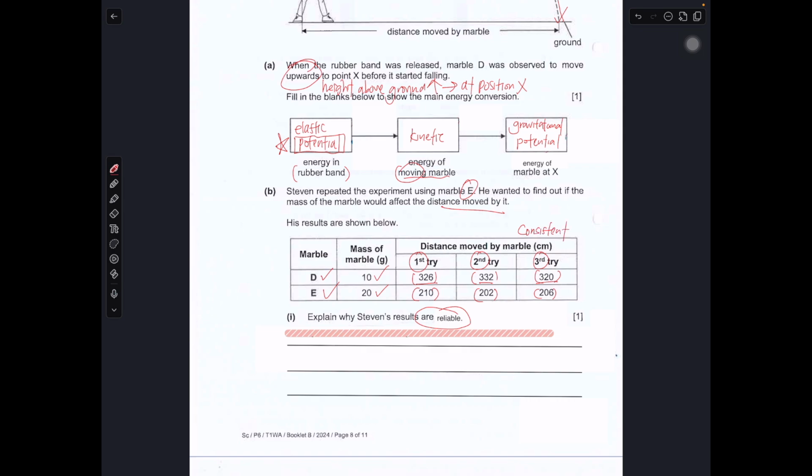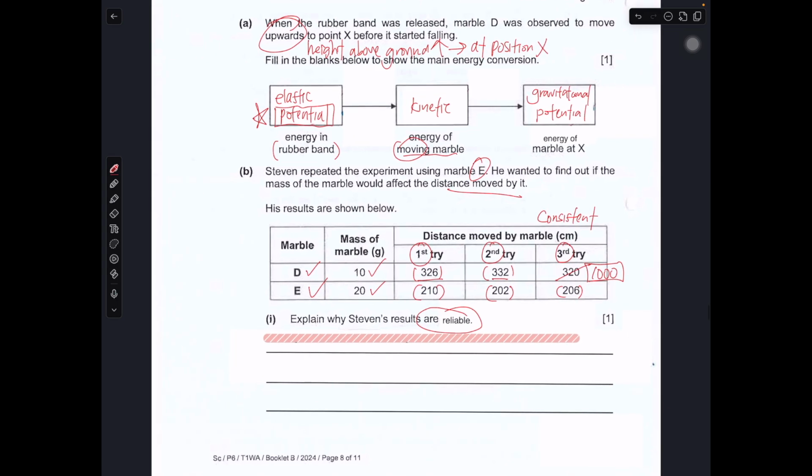What is an unreliable result is when you get this kind of result. Let's say first time, second time, the third time he gets this. This is unreliable. And for this, let's say the result is 1000, then this is unreliable. It is unreliable if this is the case.